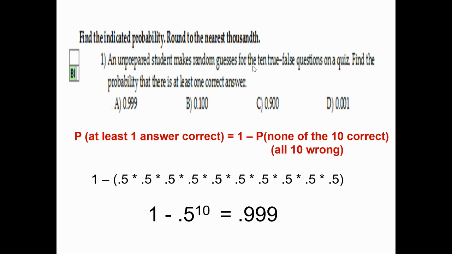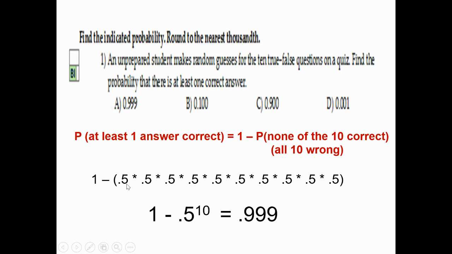So I'll use the complement rule. Probability of at least one correct is one minus the probability that none were correct. Well, if none were correct, it means that they all are wrong. Probability of getting it right is 0.5. Probability of getting it wrong is also 0.5. So it's one minus the first one was wrong, and the second one was wrong, and the third one, well, it's 0.5 times itself 10 times.